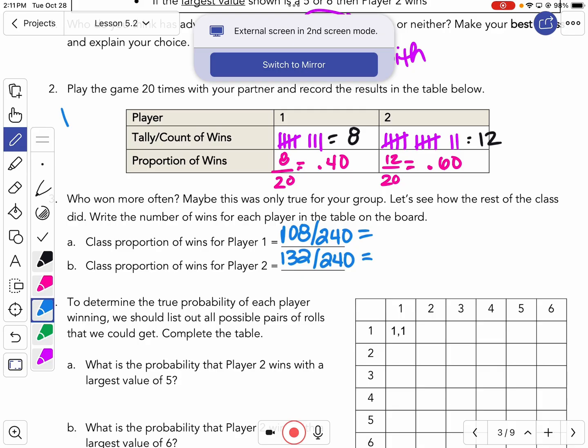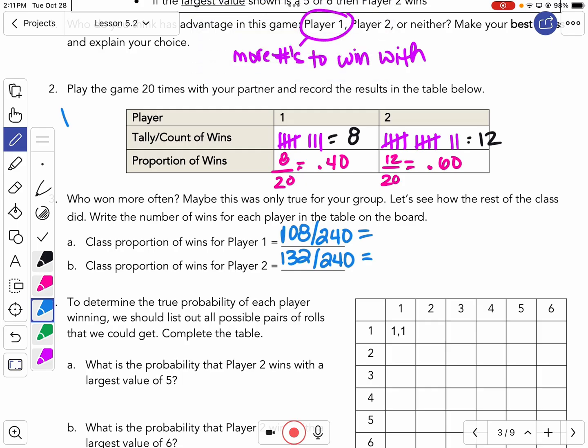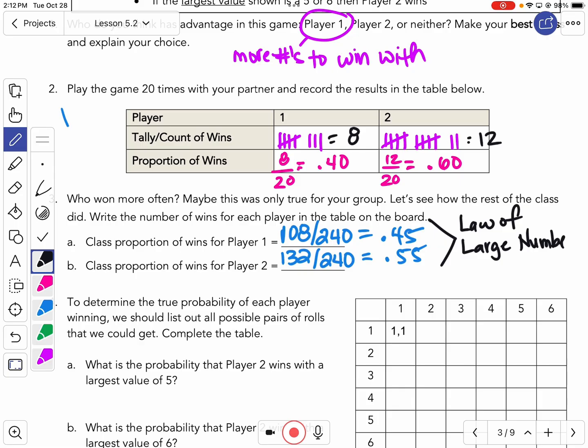All right, so use your calculator for me. What'd you get? I got 0.45 and 0.55. Okay, yep, that's what I got too. Now what we just did by doing that class proportion, that's that law of large numbers we talked about yesterday. If we just did the two people playing one at a time, that's only 20. But if we did everybody, then that gives me 240 samples, and so that's much better.